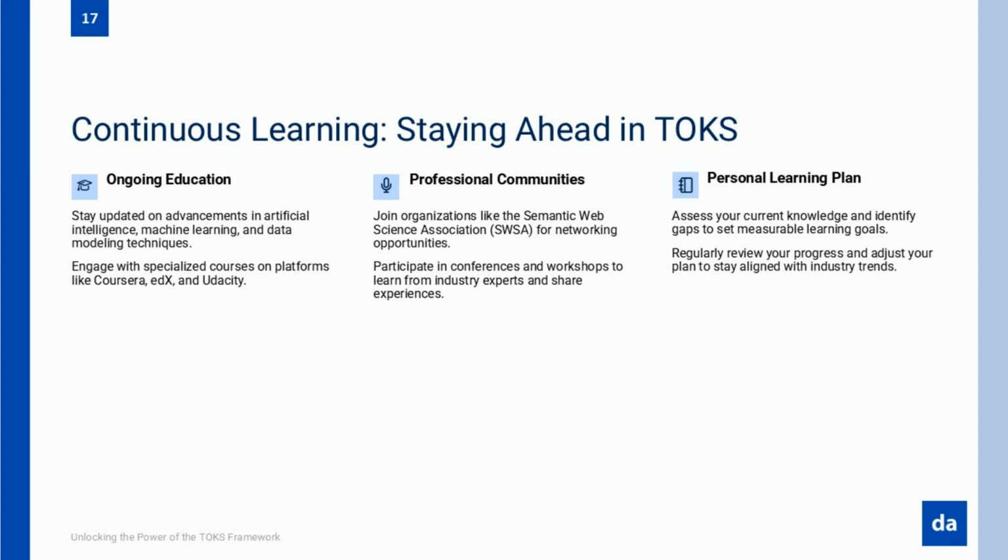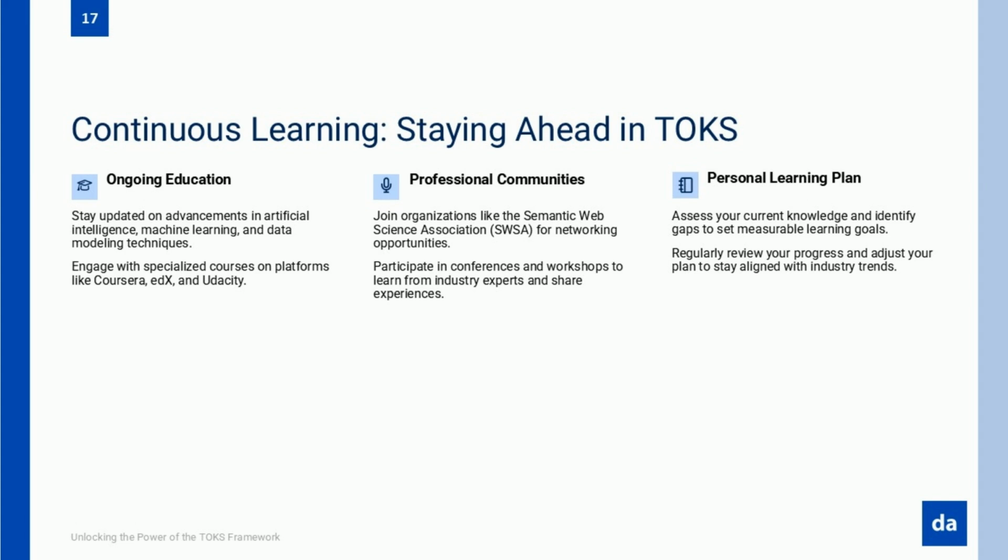Setting up a personal learning plan is key to achieving mastery in TOKS. Start by assessing your current knowledge and identifying gaps. Then set specific, measurable goals for what you want to learn over the next 3, 6, and 12 months. Break these goals down into smaller, actionable steps, such as completing a certain number of courses, reading a set number of research papers, or implementing specific TOKS concepts in your work. Regularly review and adjust your plan based on your progress and changing industry trends.